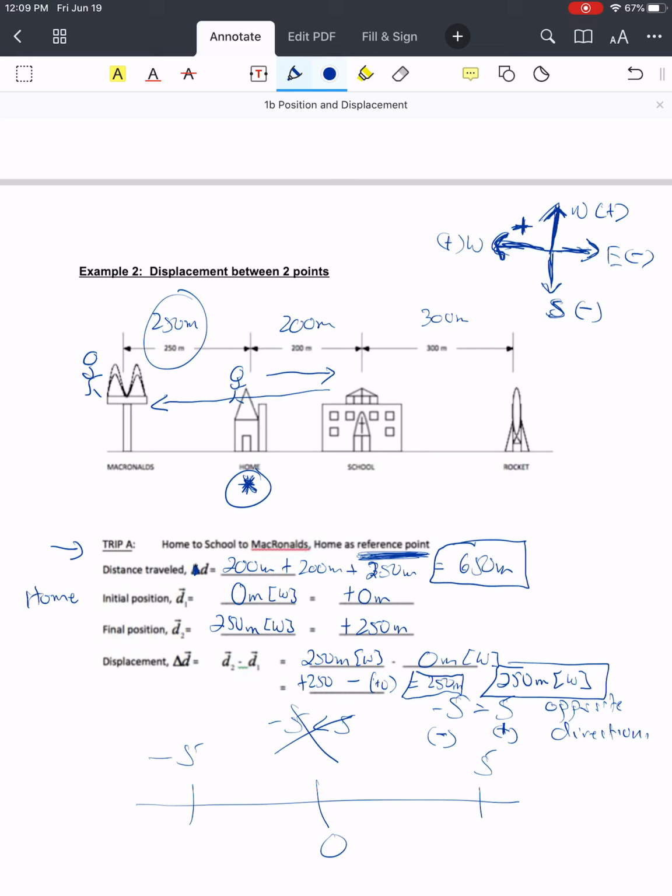Okay? So we convert directions to positives and negatives just to be able to do our math. Once we finish our math and we get our final answer, we convert the positive and negative back into a direction. Okay? I want to see both of those answers. I want to see the positive and negative version, and then I want to see the version where you converted it back to a direction.